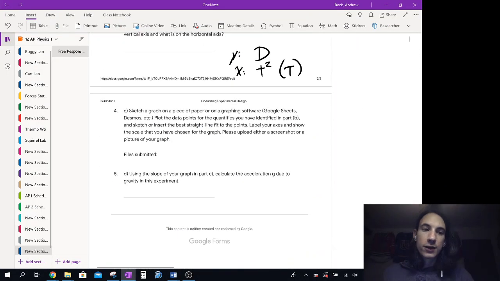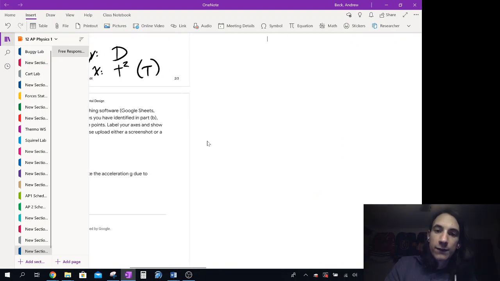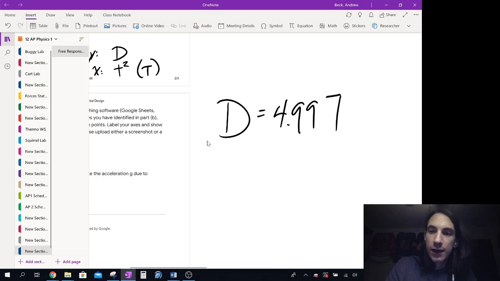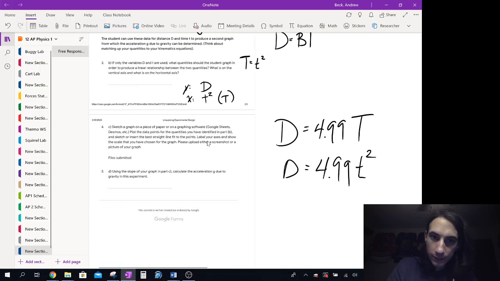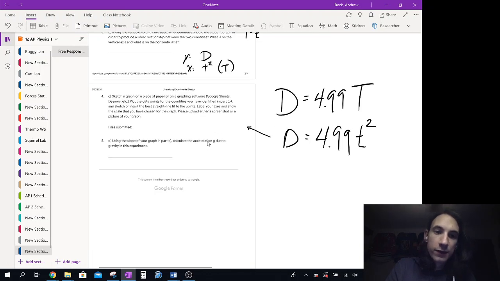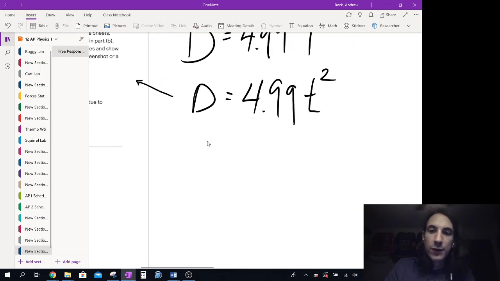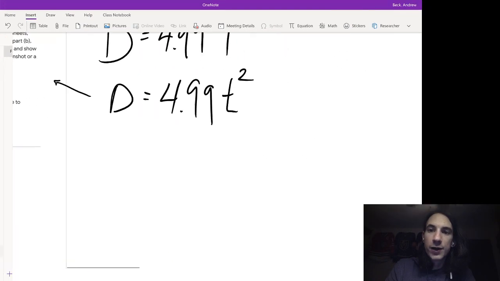So let's come over here and say, okay, well, we have d equals 4.99 capital T, which was d equals 4.99 t squared. So that's our line of best fit. We would input our graph in there, and we'd be good to go. So it says, using the slope of your graph in part C, calculate the acceleration g due to gravity in this experiment.